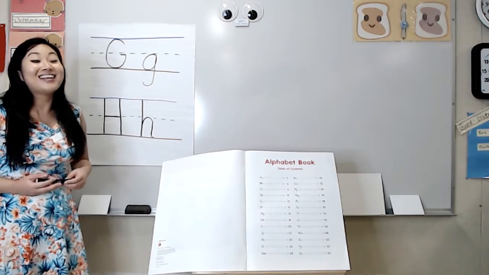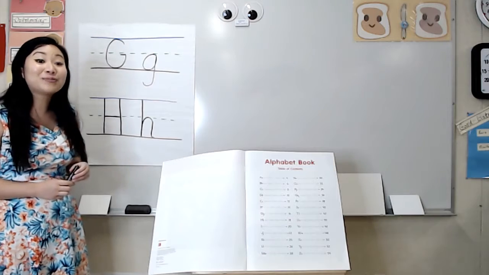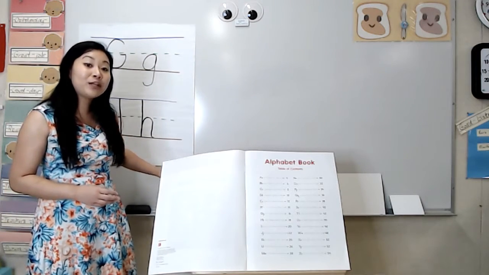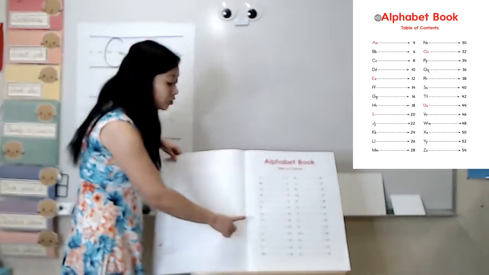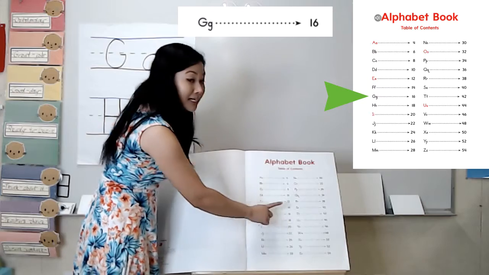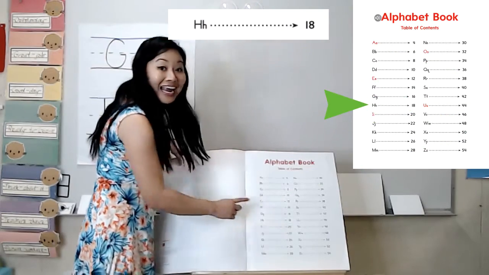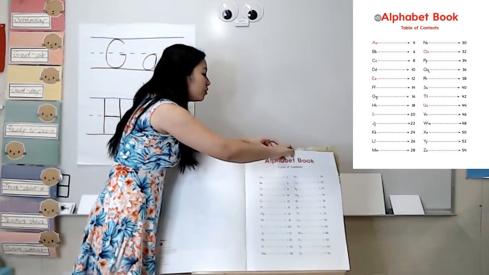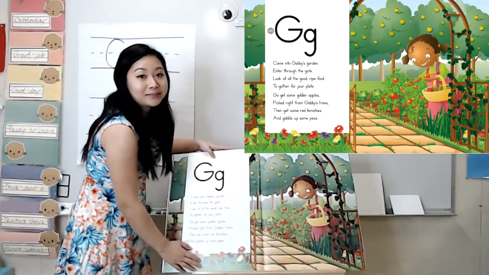All right, friends, now that we know a little bit more about the letters G and H, let's read some poems about them. And remember, we can check the table of contents to see where we can find them. I see the letter G is going to be on page 16, and the letter H is going to be on page 18. All right, friends, I'm going to turn to our letter G poem first.